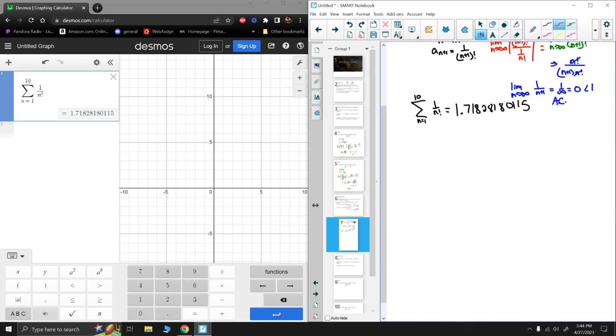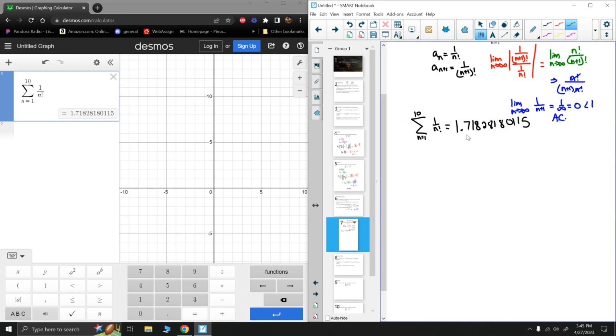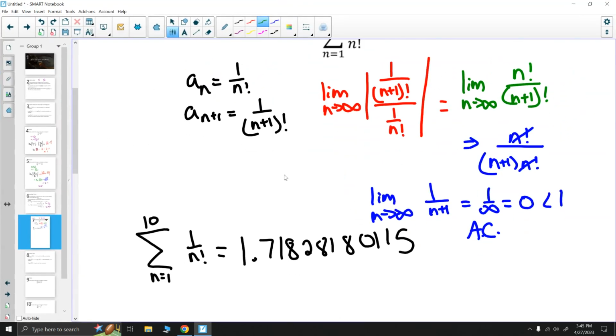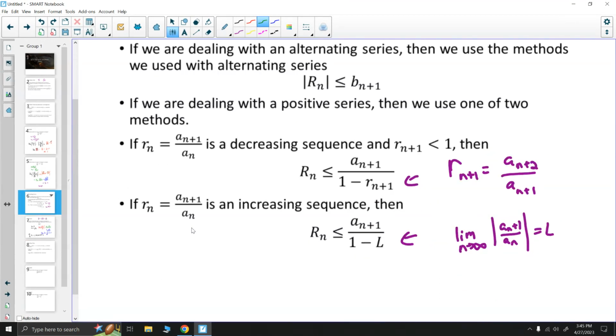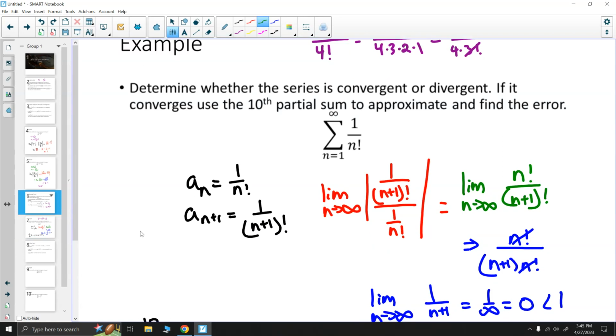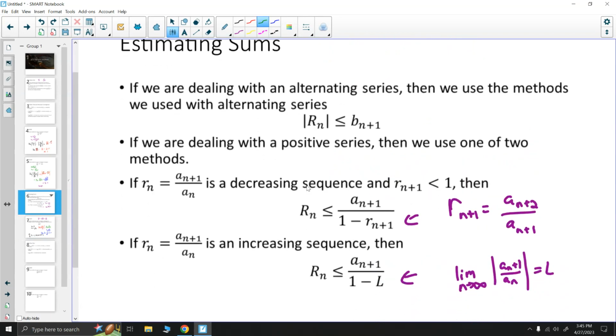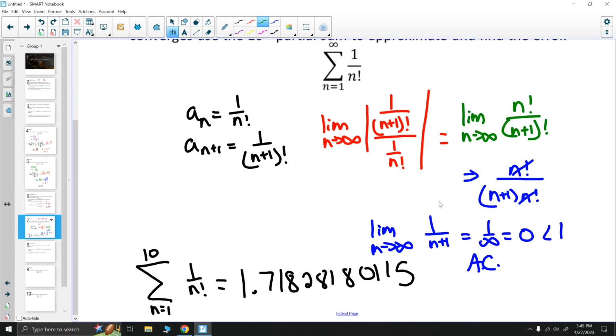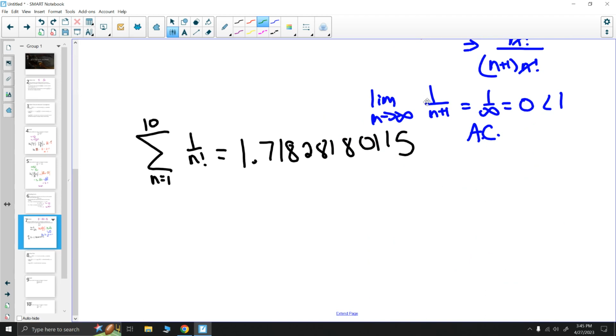But now we need to determine how close this actually is. So we're going to make sure we check our error. So first of all, as a reminder, if we look back here, if it's a decreasing sequence or increasing sequence, we use different things. And alternating, we use our alternating series test. So this is not alternating. And what we're looking for is if our ratio is decreasing or increasing as a sequence. So we need to think about our ratio. Right here, this is our ratio, this thing.